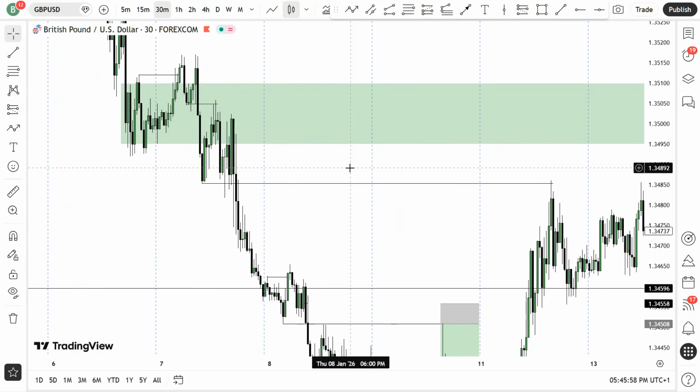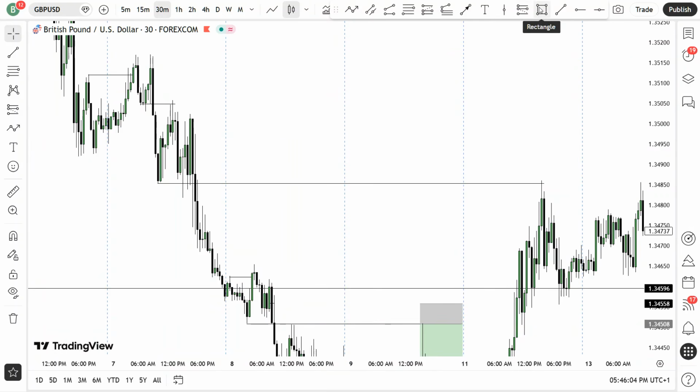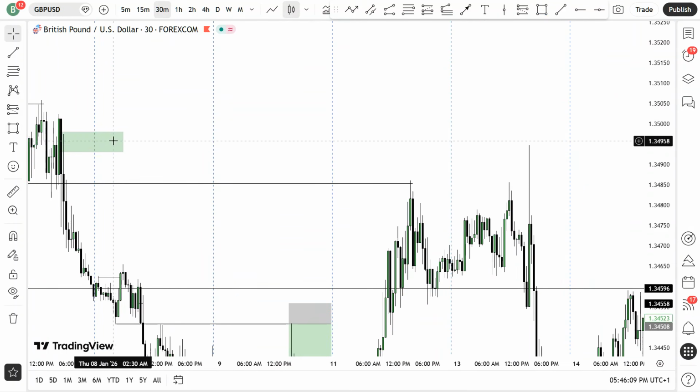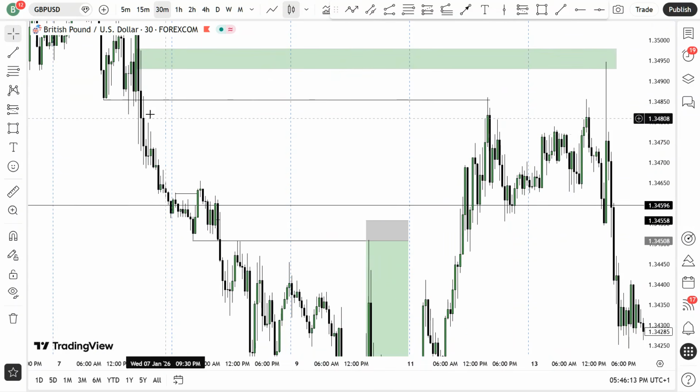Remember, I told you guys, if the neckline fails, the main order block will surely hold. And what's the main order block? This zone here is the main order block. It will surely hold if the neckline fails, right? So this is it. I see this on the 30 minutes time frame.